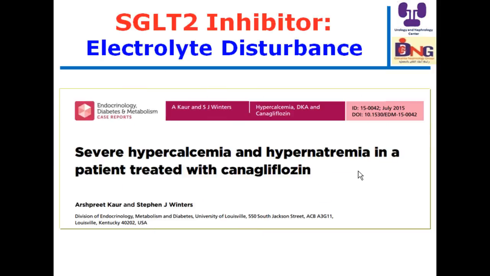This is a case report showing that this class may be associated with hypercalcemia and hypernatremia, and this patient was treated with canagliflozin, and I think the mechanism is the same, osmotic diuresis with subsequent severe hypercalcemia. By the way, because of osmotic diuresis, it's better to avoid the usage of the drug when we add loop diuretics in the beginning. So we should evaluate the patient thoroughly before giving this class.